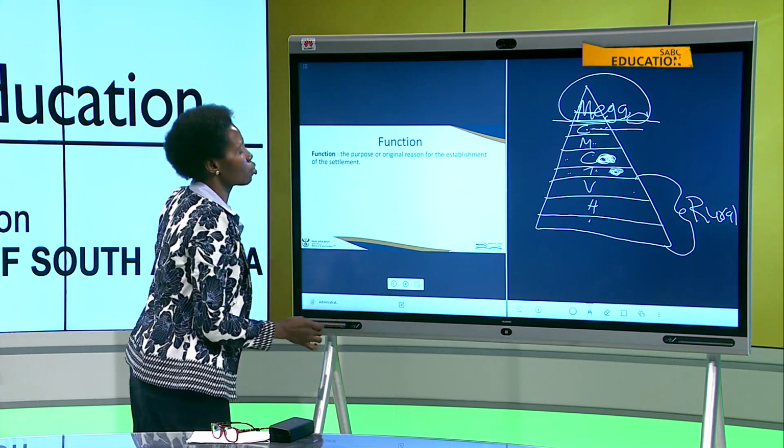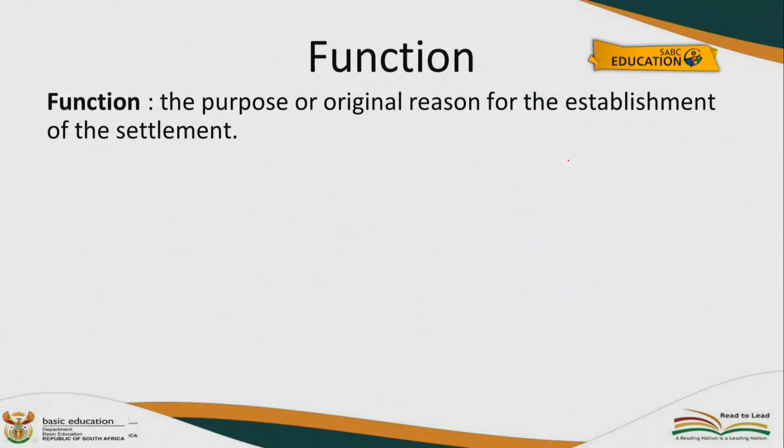Okay, let us look at function. What is the function? When I started, I said we are looking at urban settlement. Okay, the function of rural settlement, we just spoke about, is primary activities.